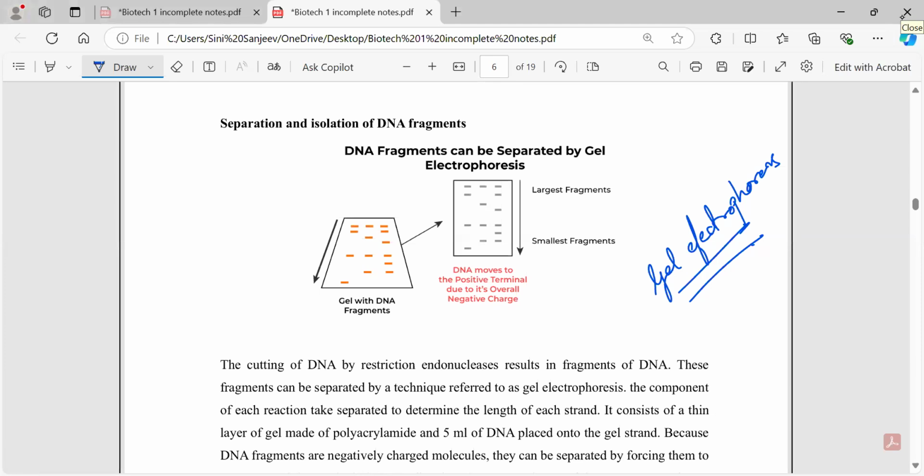So usually the DNA has what? Negative charge on it. So during the separation, during the gel electrophoresis process, negative charge helps in the separation of the DNA fragments, because this cassette is having a cathode as well as an anode. So the DNA fragments will move towards the anode whenever electricity is applied.